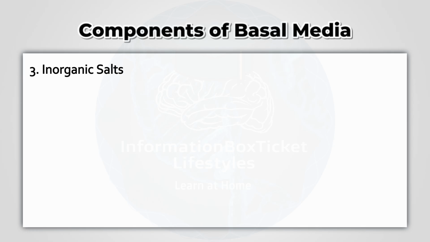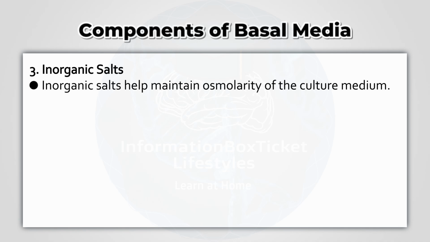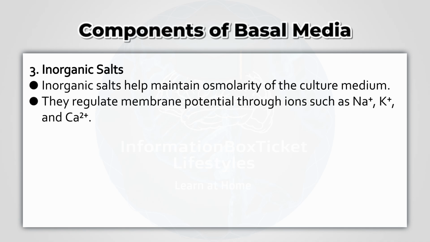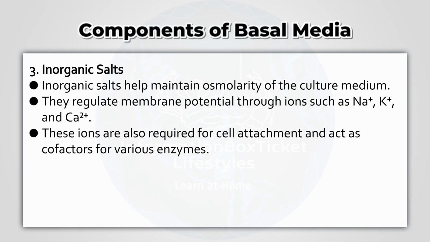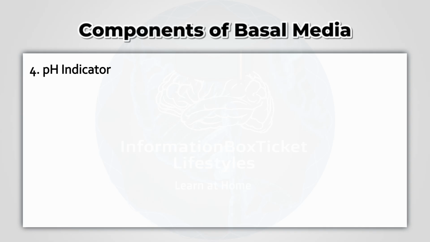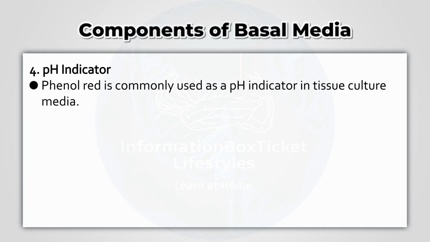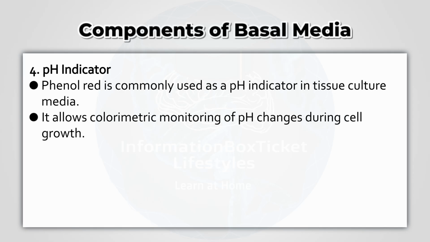3. Inorganic salts. Inorganic salts help maintain osmolarity of the culture medium. They regulate membrane potential through ions such as Na+, K+, and Ca2+. These ions are also required for cell attachment and act as cofactors for various enzymes. 4. pH indicator. Phenol red is commonly used as a pH indicator in tissue culture media. It allows colorimetric monitoring of pH changes during cell growth.